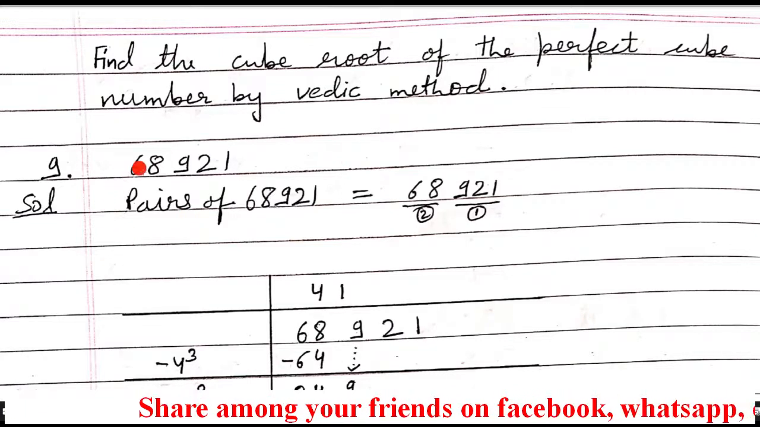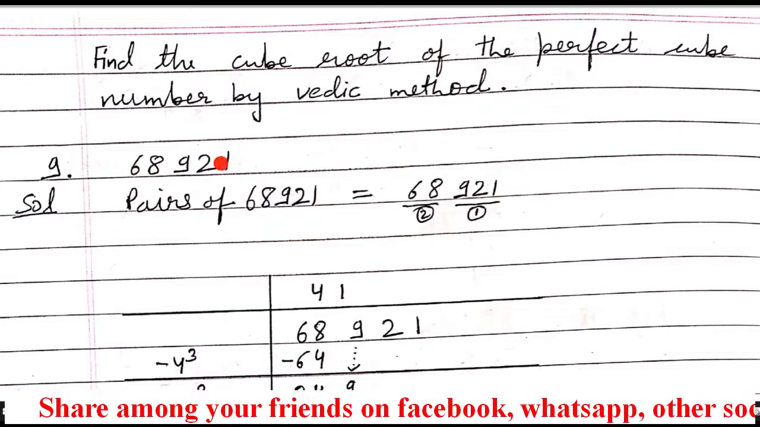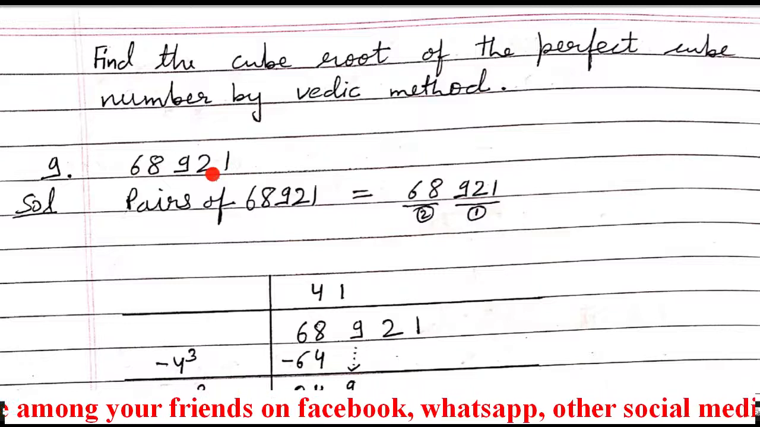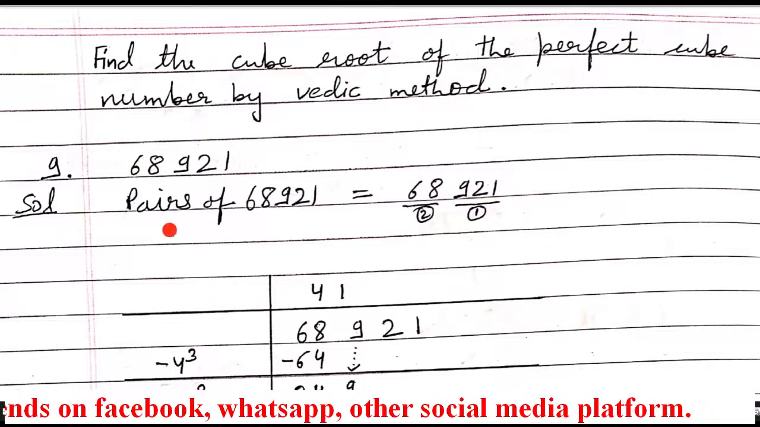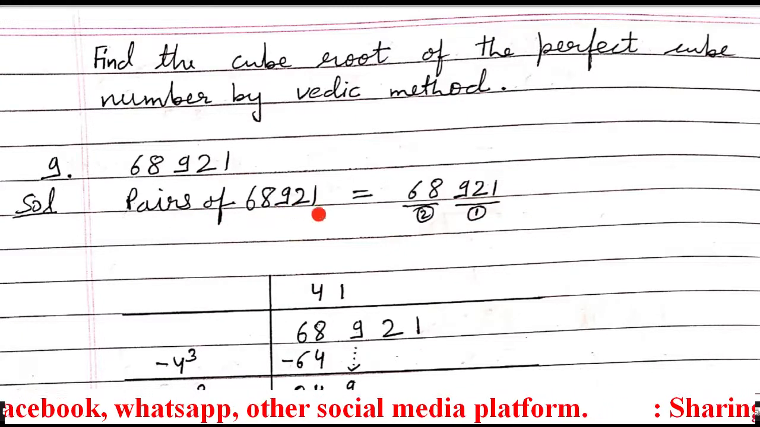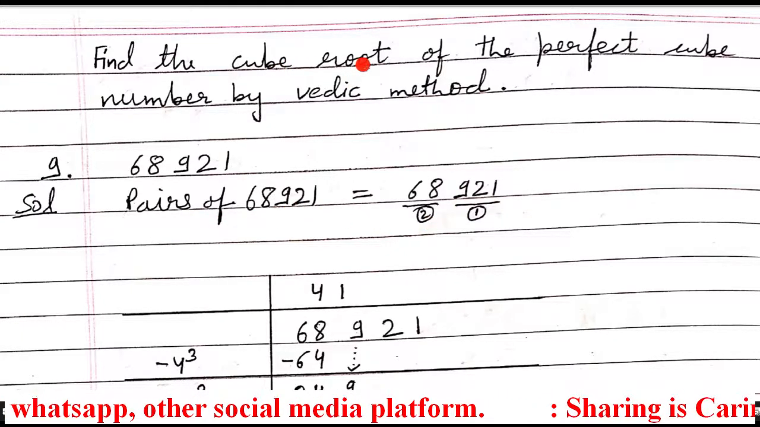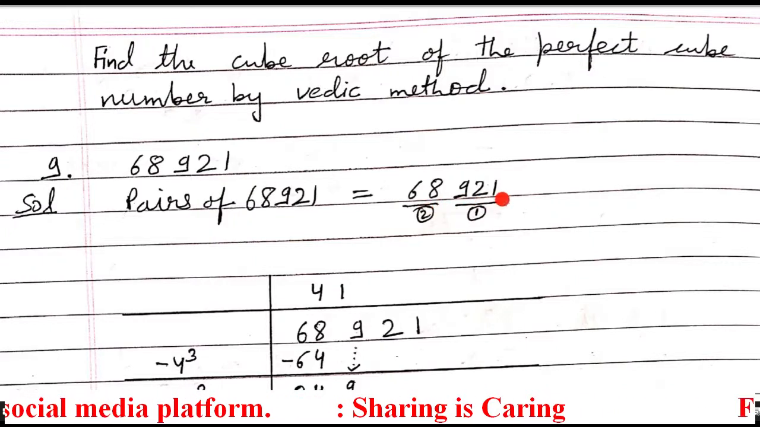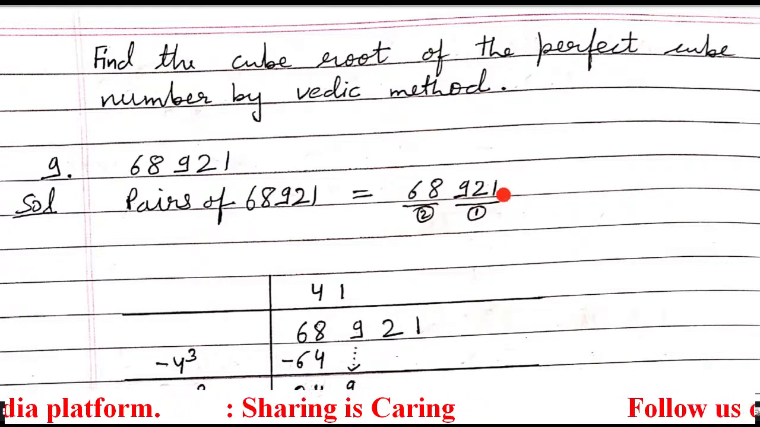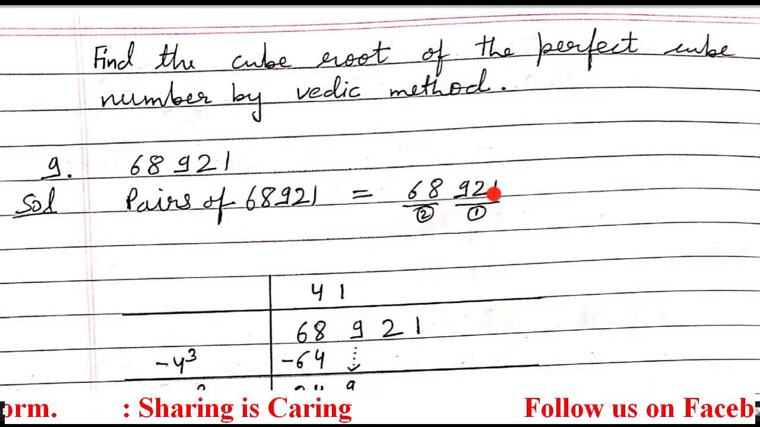In this the number is 68,921 and we have to find the cube root of this number. So the first step is to make pairs of the given number. Since we are finding the cube root, you have to make pairs of 3 digits starting from the units place.